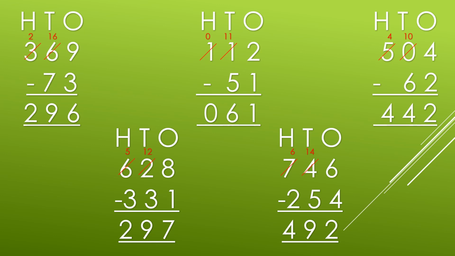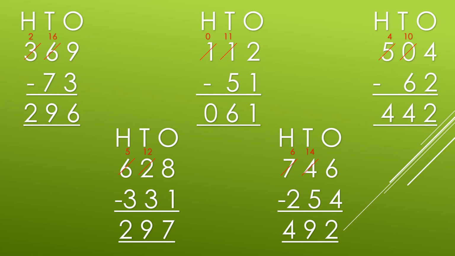Next example is subtract 331 from 628. So first subtract ones. 8 minus 1 is equal to 7. Write 7 under ones. Now subtract tens. We cannot subtract 3 from 2, so we will borrow. So 6 becomes 5 in hundreds and 2 becomes 12 in tens. So 12 minus 3 is equal to 9 and 5 minus 3 is equal to 2. So 628 minus 331 is equal to 291.